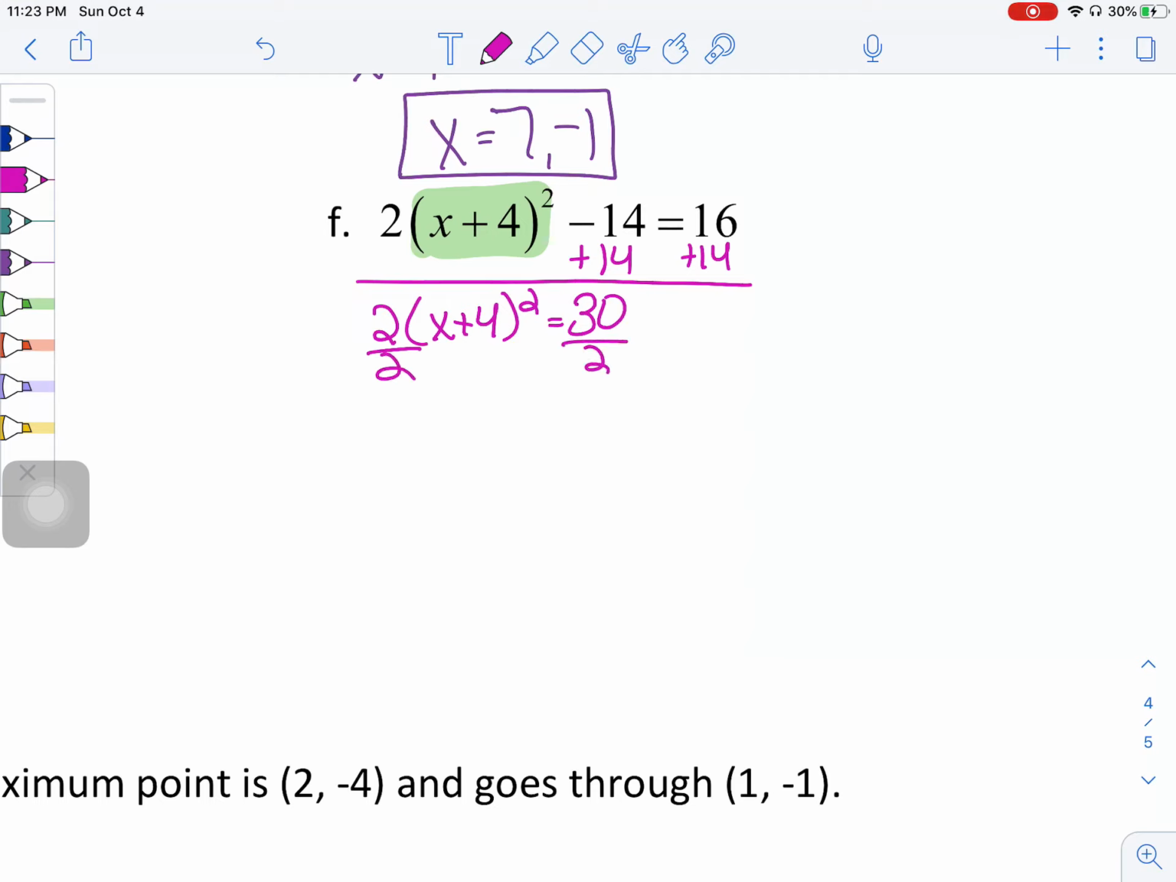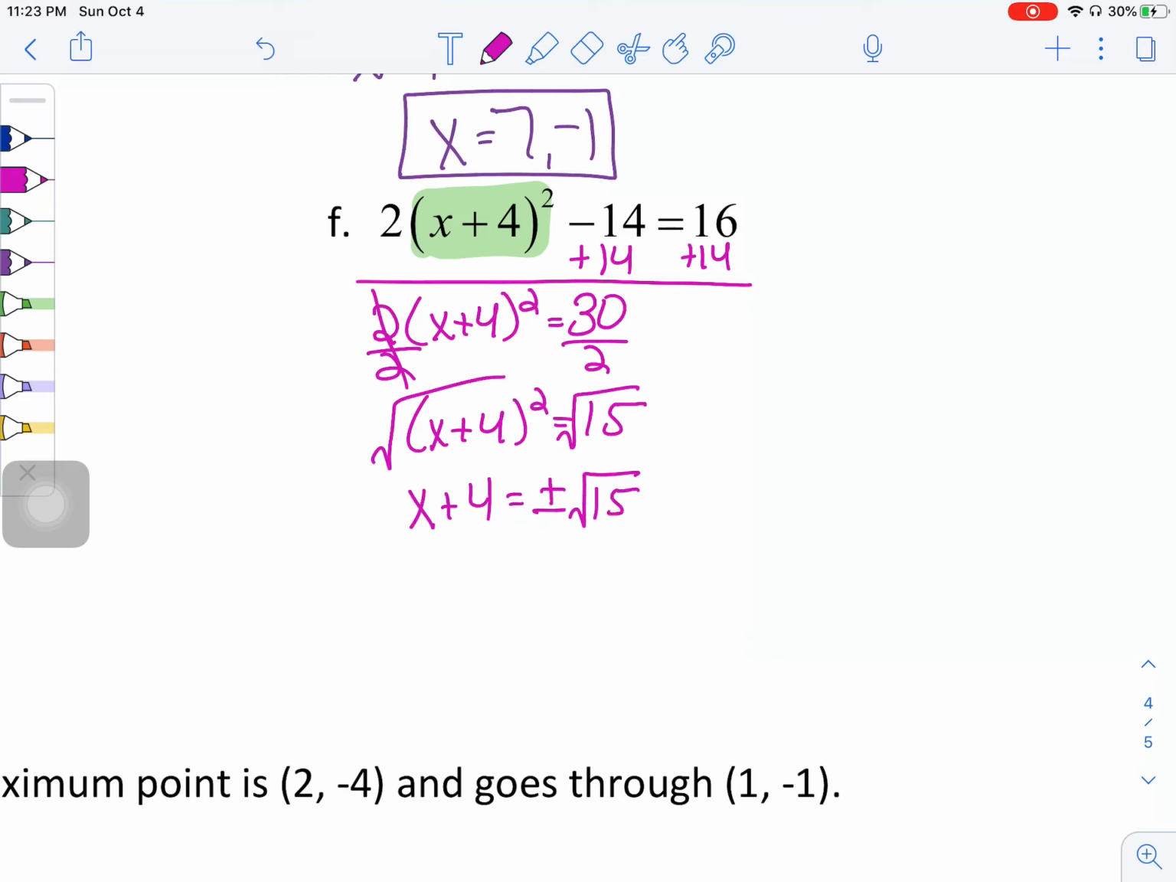Divide both sides by 2. So x plus 4 squared is equal to 15. Now I'm going to take the square root of both sides, kind of like I did with that problem that was x squared minus 36. All right, take the square root of both sides. The difference with this one is I don't actually know what the square root of 15 is.